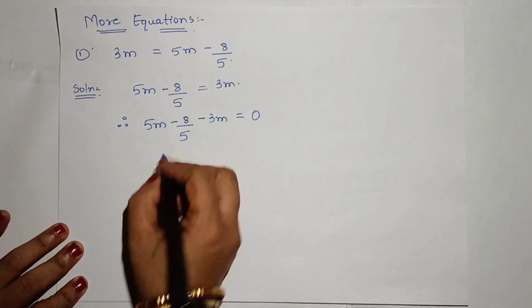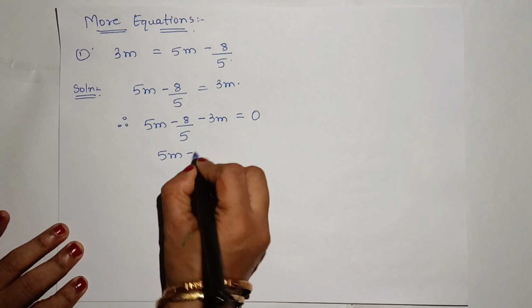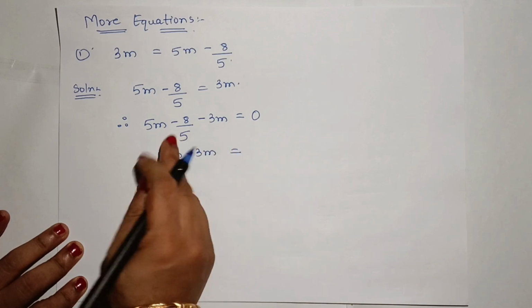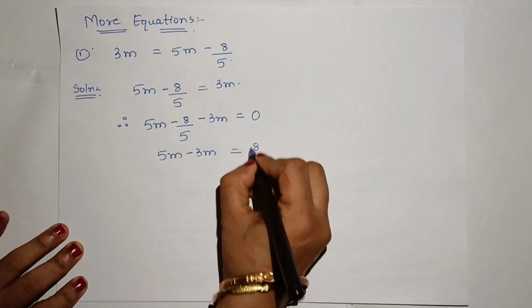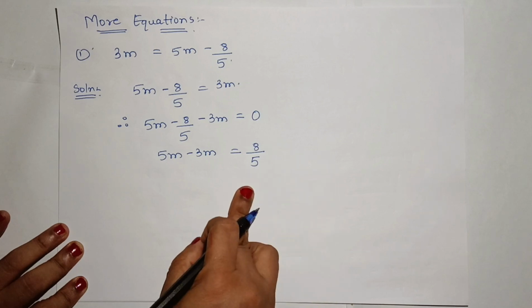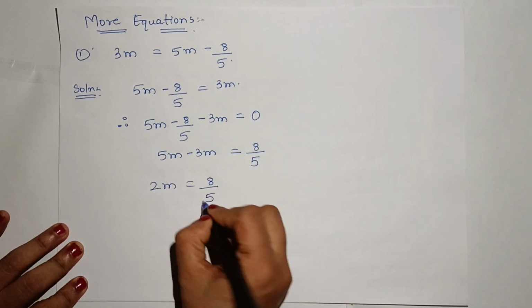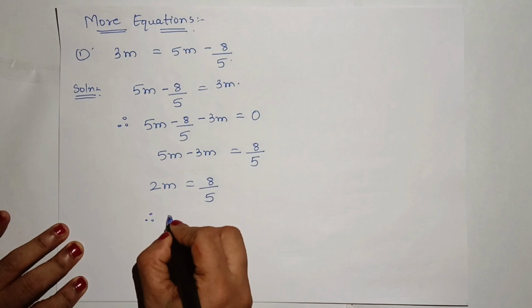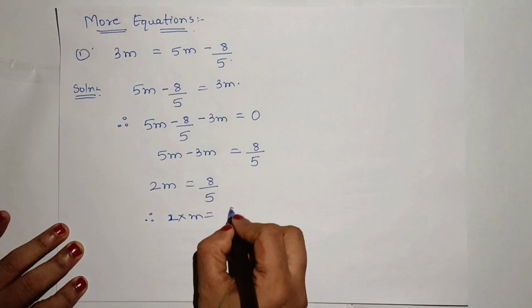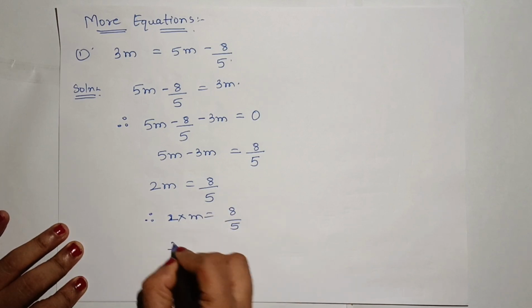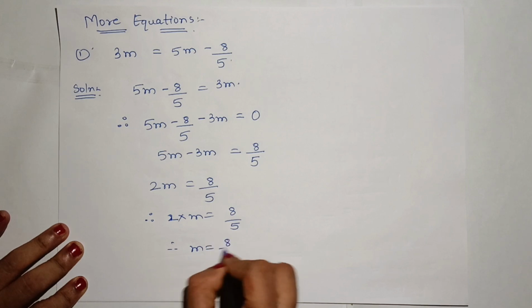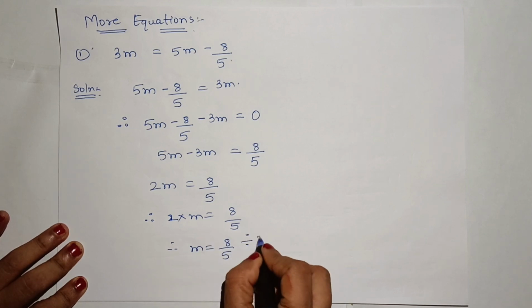It means you'll write it as 0.5m minus 3m equals minus 8 by 5. Can you shift to RHS by transposing method? 2m equals 8 by 5. Therefore, 2m means 2 times m, correct? 8 by 5. Therefore, m equals 8 by 5 divided by 2.